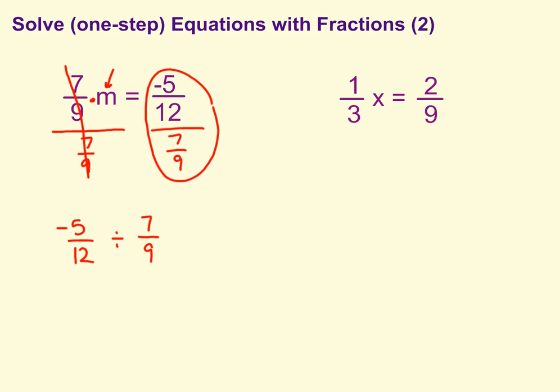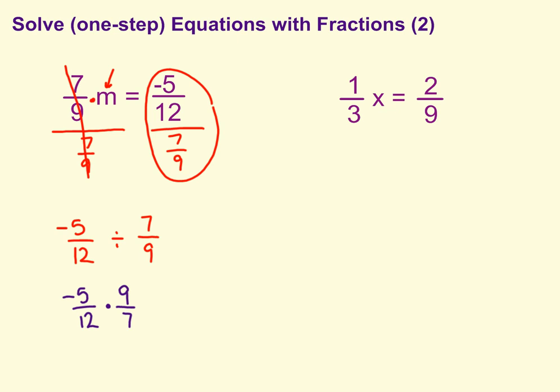What we're going to remember is we never really divide fractions. Instead of dividing, the first one stays the same, you change your operation to multiplication, and we multiply by the reciprocal. So we're going to flip that second fraction, 9 over 7.